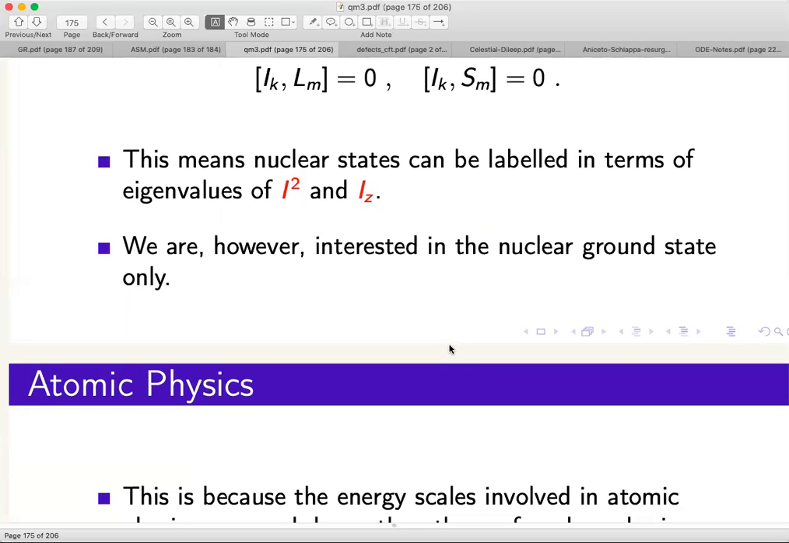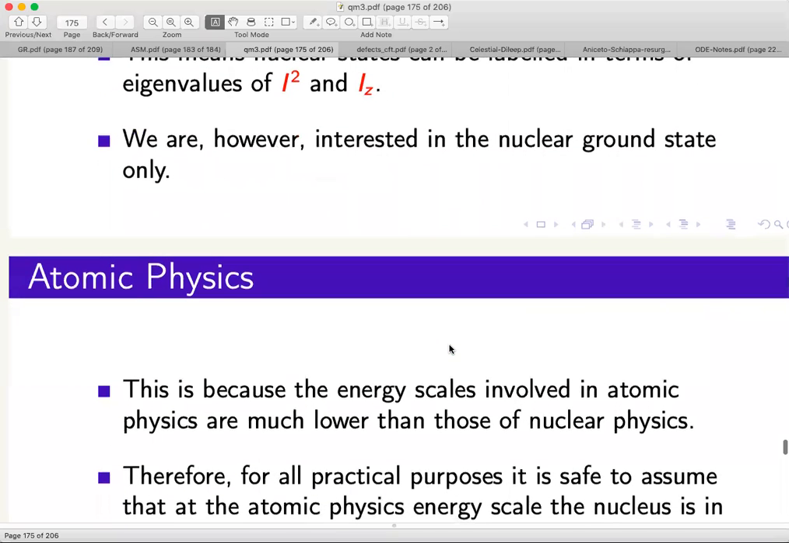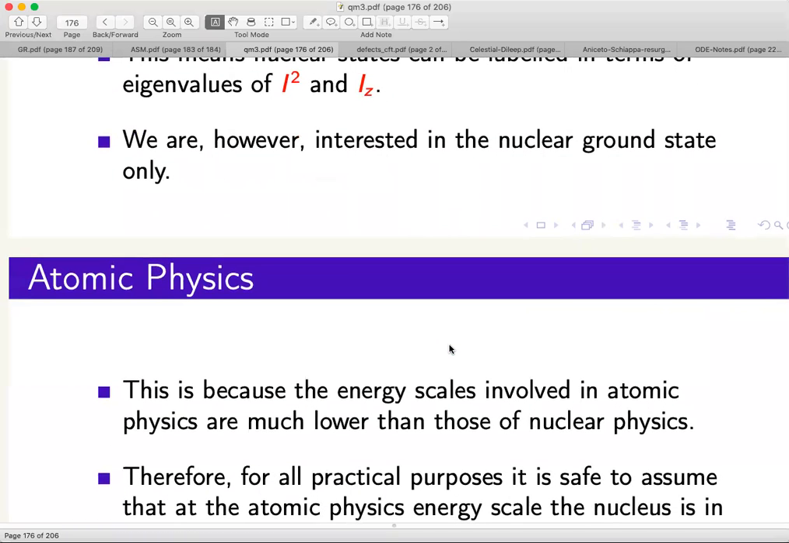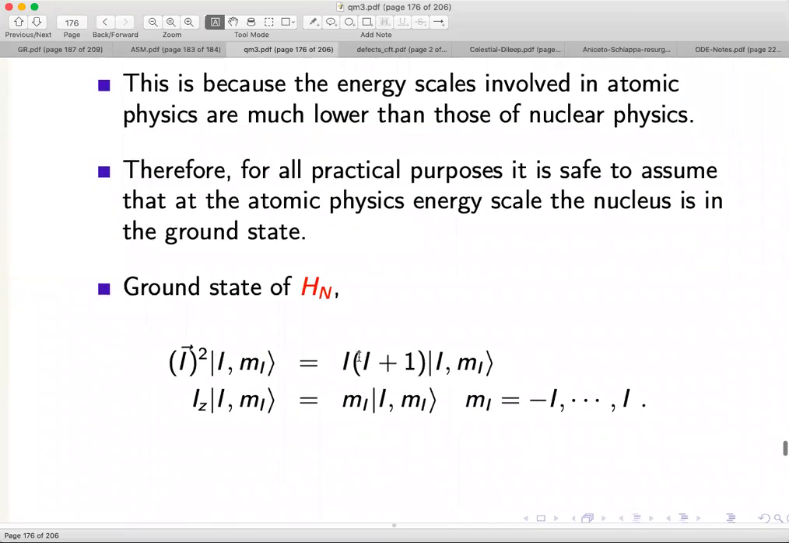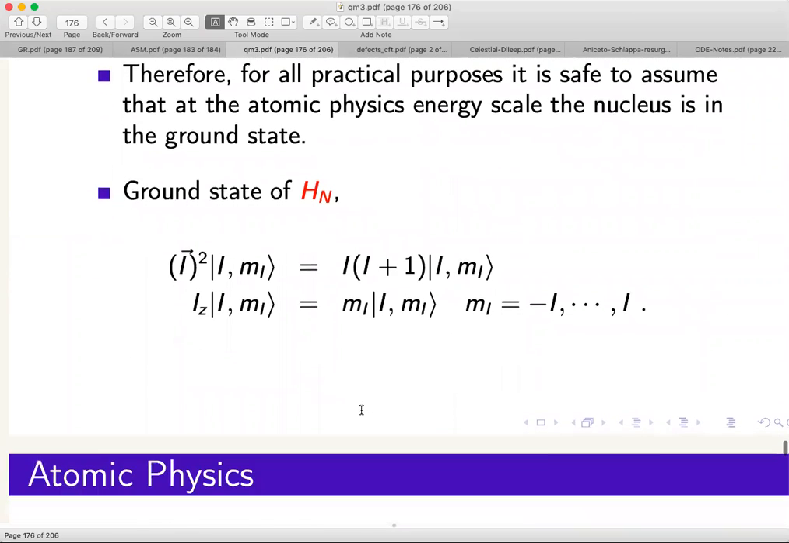In fact, throughout our atomic physics computation, we are going to treat I as a fixed number because it is just the angular momentum of the nuclear ground state. Okay, and it is not going to be a variable, unlike L, which keeps changing depending upon which state you are looking at. S is of course going to be half as long as we consider only a single electron state. Okay, fine. So this is something we had discussed last time, and as I was saying, the ground state must be an eigenstate of I squared as well as I_z, with eigenvalues I(I+1) and M_I.